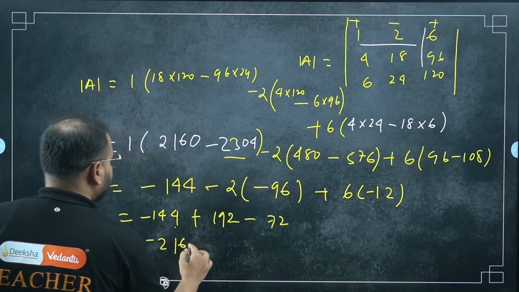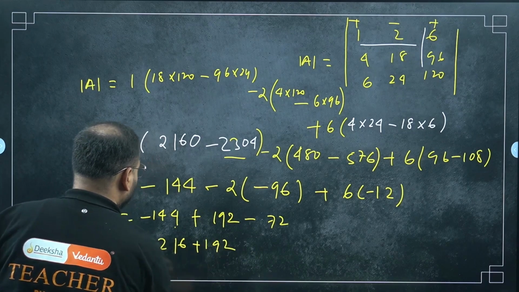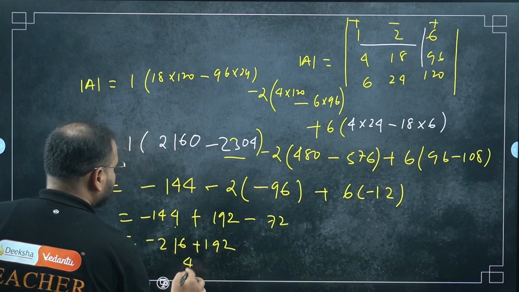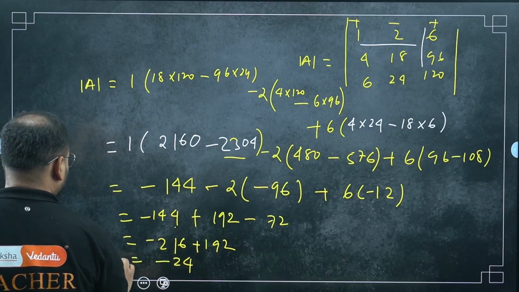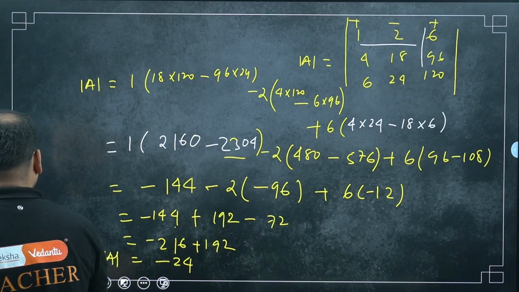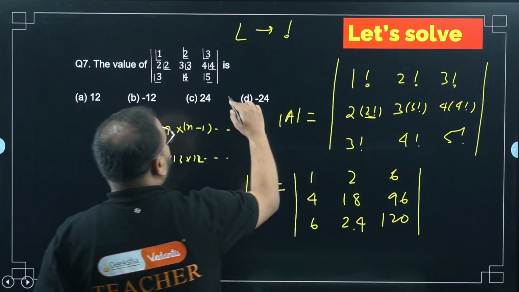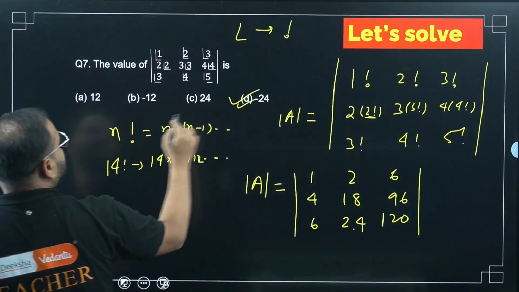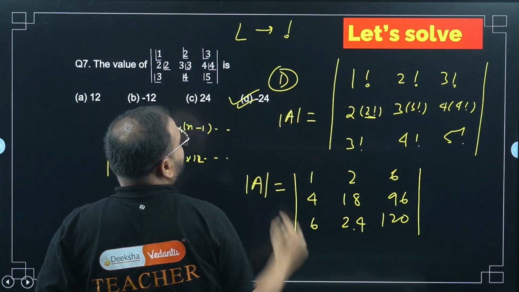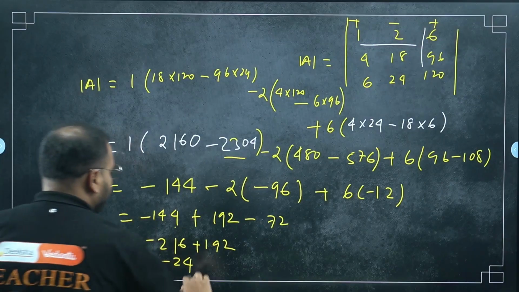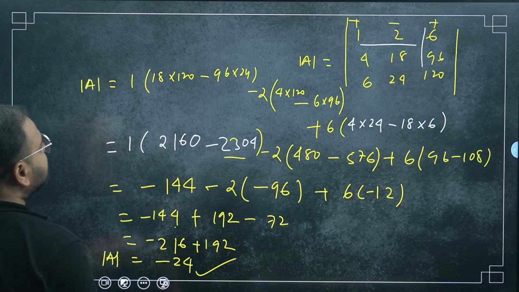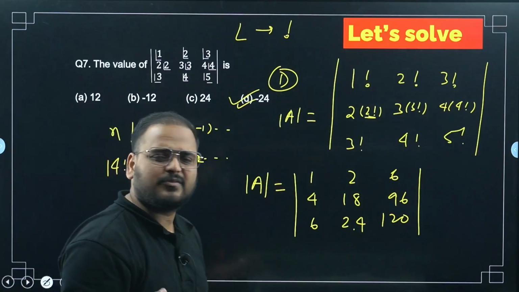So 216 plus 192. Please check here. 6 minus 2 is 4. 11 minus 9 is 2 with a negative sign. This is my determinant of A. I was looking for this. Minus 24 is my option D. Option D. Okay. Minus 24 is my answer. Okay. Simple. The calculation was there, but simple.